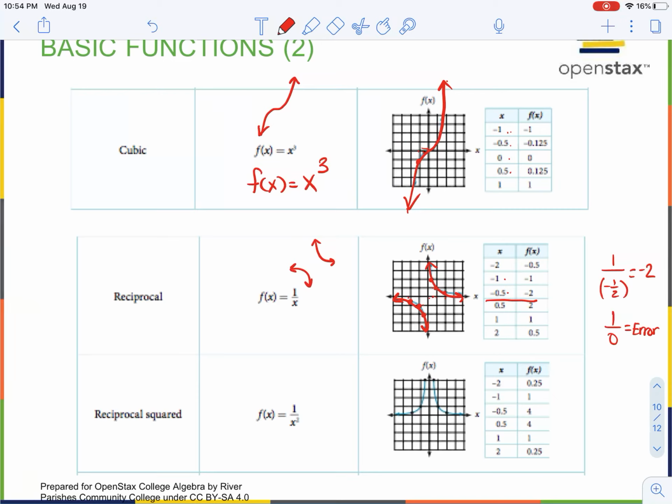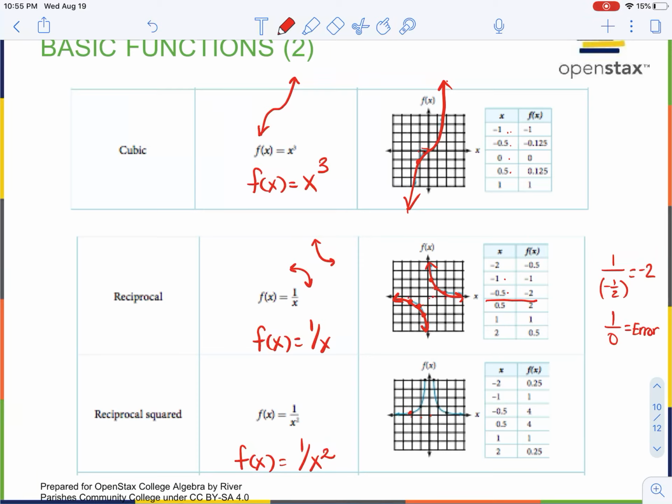All right, going backwards real quick before I go to the next one. This one was f of x equals 1 over x, in case you couldn't see it. Now this last one is called reciprocal squared. So it's similar to the last one, except it's 1 over x squared. So you square it before you divide into 1. So -2, 1 over -2 squared, when you square it, becomes a positive 1/4 or 0.25. So if I go to the left 2, I go up 1/4.